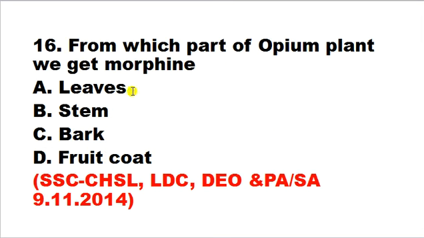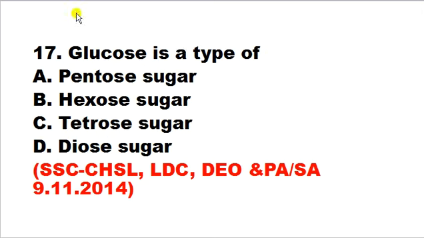From which part of the opium plant do we get morphine? Leaves, stem, bark, fruit coat. So what is morphine? Morphine is a predominant alkaloid found in the opium poppy plant, and it is obtained in liquid form from the fruit capsule or fruit coat. So answer D is correct.